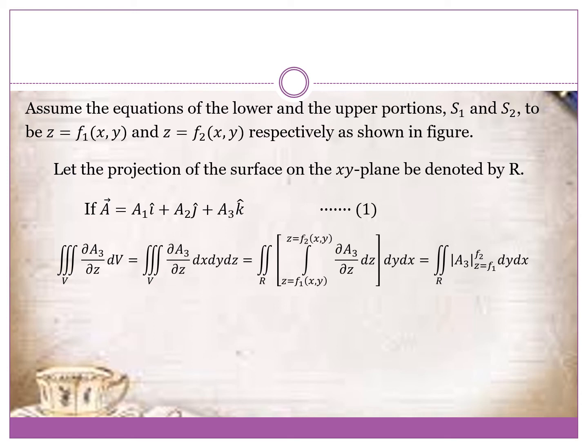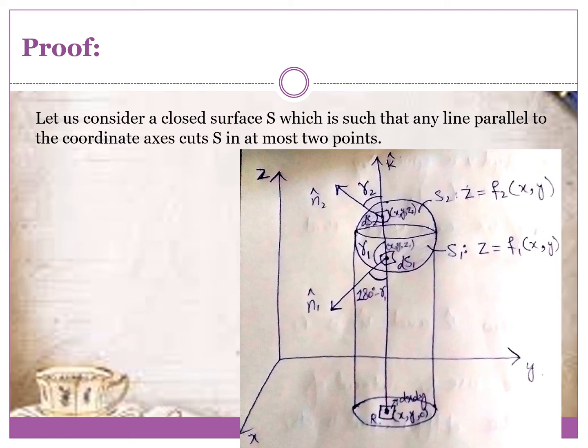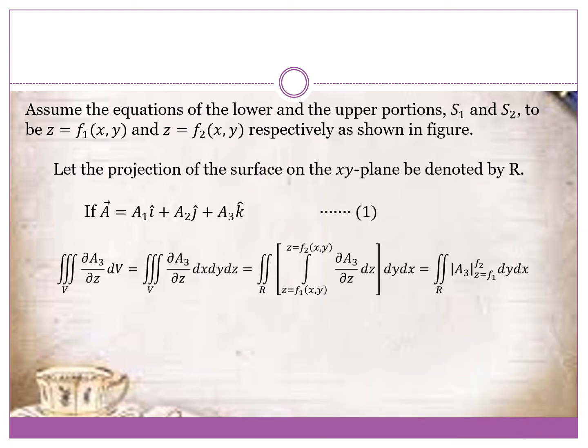Here we integrated partial a3 by partial z with respect to z, and note that the z coordinate varies from z equal to f1 of xy to z equal to f2 of xy. Here you can see that the z coordinate varies from z equal to f1 of xy to z equal to f2 of xy. This result is integrated with respect to x and y.